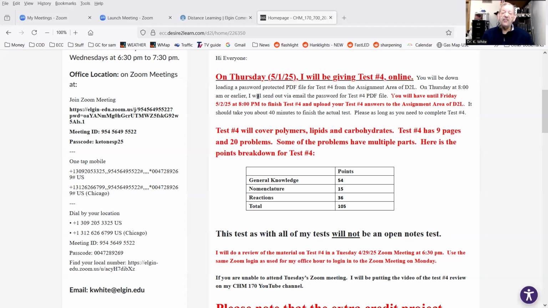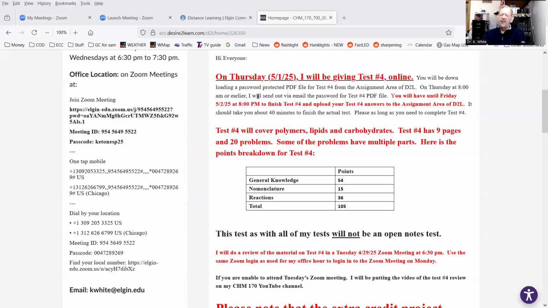Test number 4 has 9 pages, 20 problems. Some of the problems have multiple parts. I have never and never will give a multiple choice question on a test or a final in 170. Also, here are the point breakdowns for test 4. General knowledge, 54 points, yes, 54 points. Nomenclature, 15, reactions, 36. So there's five bonus points.